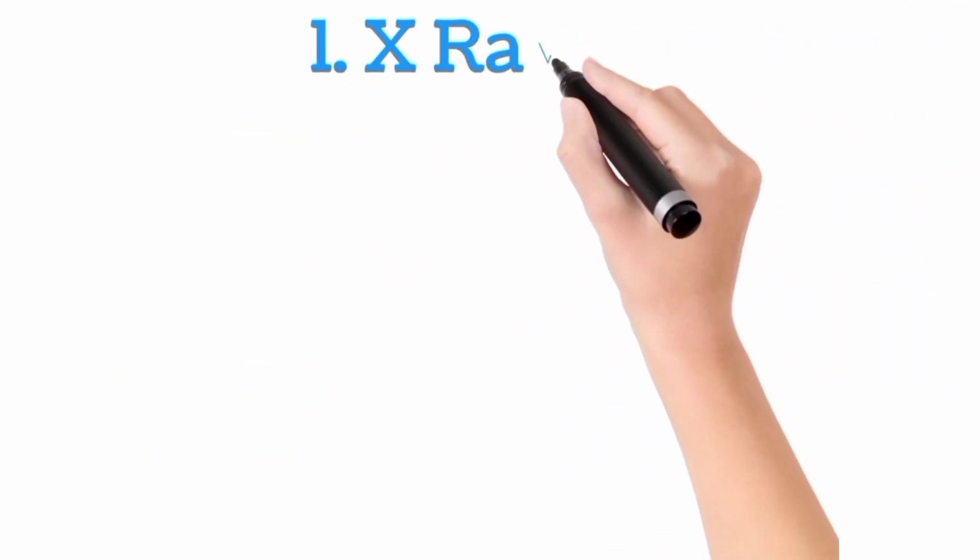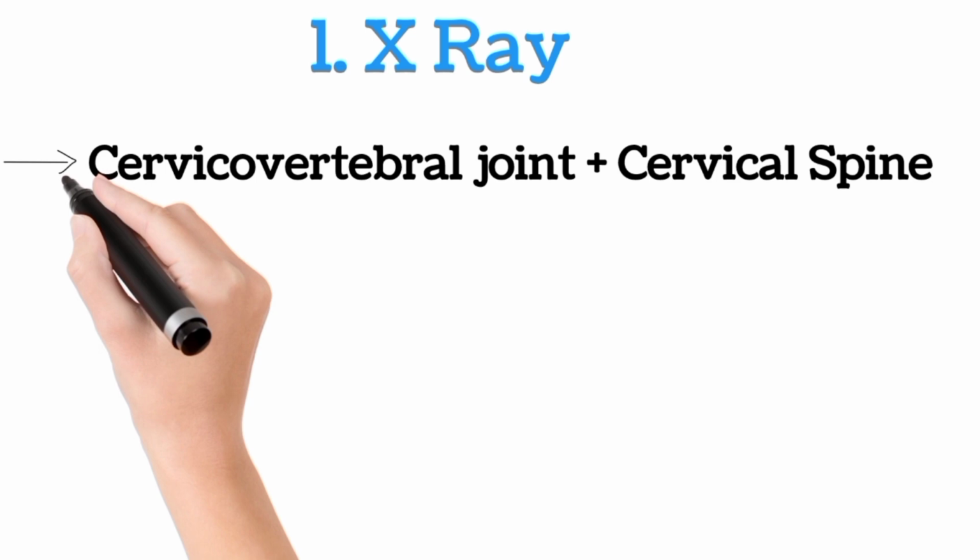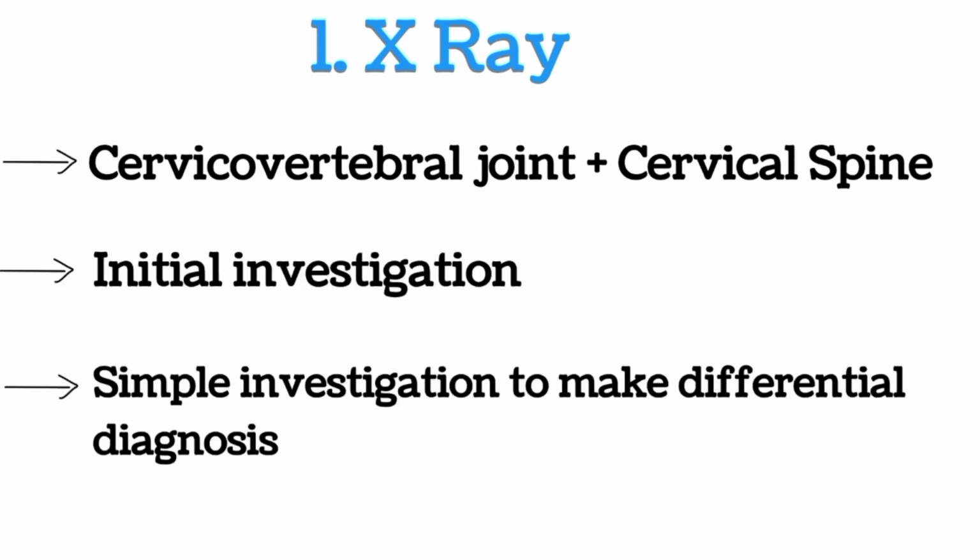First of all, we perform X-ray cervicovertebral joint plus cervical spine AP and lateral view. As a patient comes with headache, neck pain and other symptoms we discussed in the last video, we have to make a differential diagnosis and we have to rule out the different causes of symptoms of the patient.